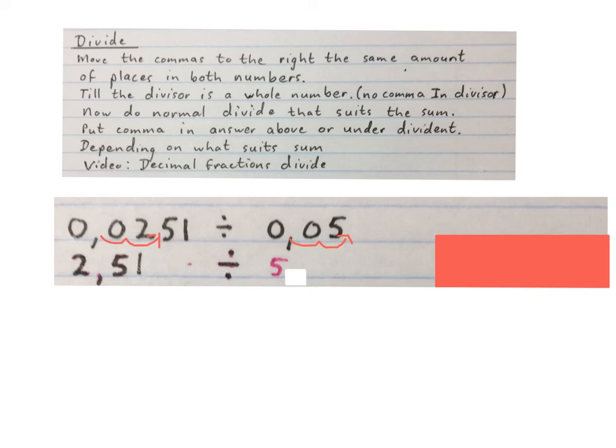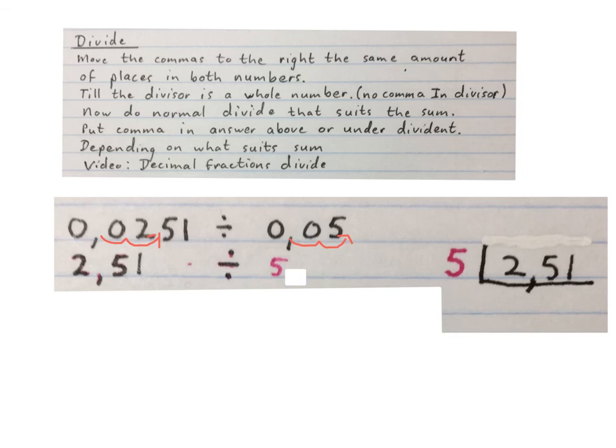Now we do a normal division sum that suits the sum. This time, just to do it differently, I wrote it into a short division sum. The divisor outside, the dividend inside. Next time I put a comma in the answer. Then I do a normal divide sum.